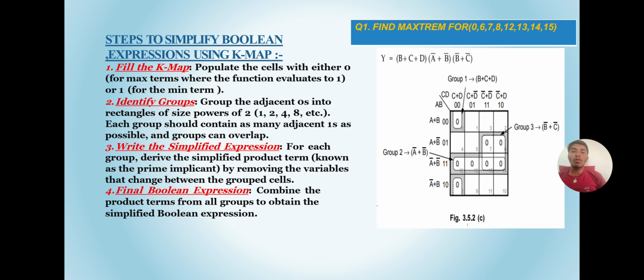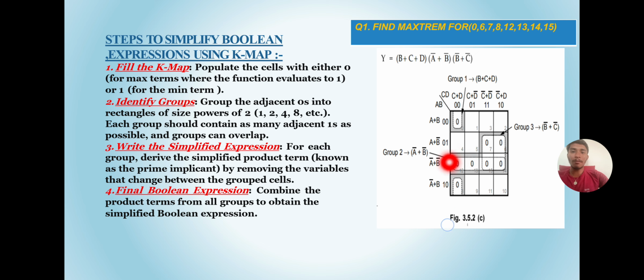Here we have only 4 variables A, B, C, D, so we have only a 16-cell K-map. So we are limited up to 2 power 4, that is the 16 cells. So we can group 8 or 16 terms. Then each group should contain as many adjacent ones or zeros as possible, and the groups may overlap. Now we have to group the terms. So the first group we have to identify. If we consider this K-map and divide it, these two cells as one, these two cells as one, if we consider the whole as a paper, then this is our center axis.